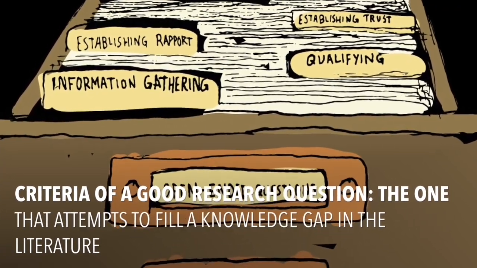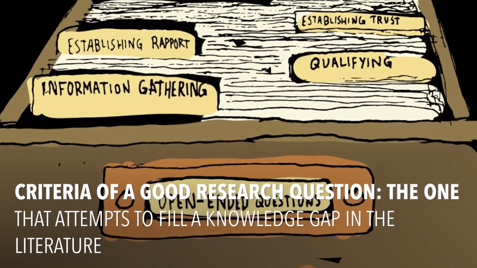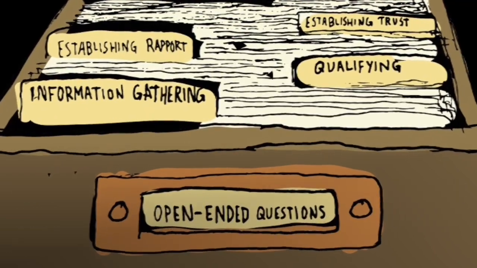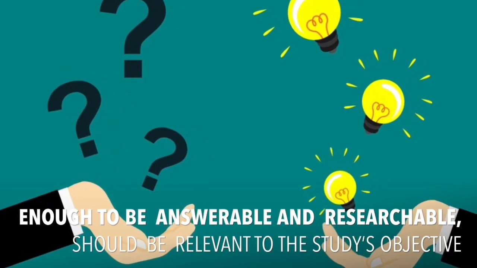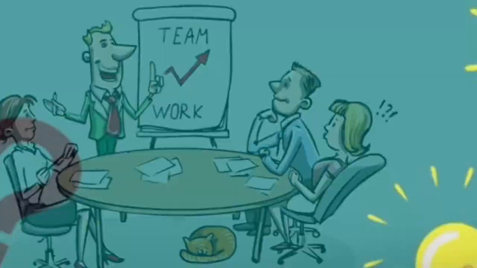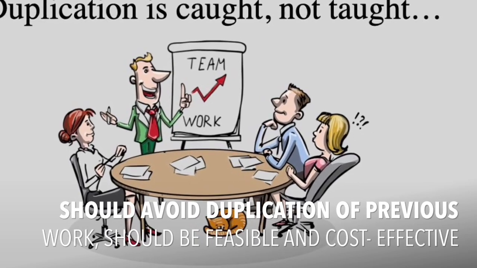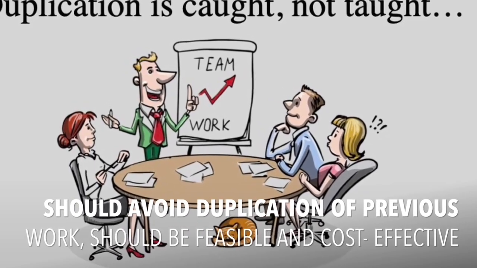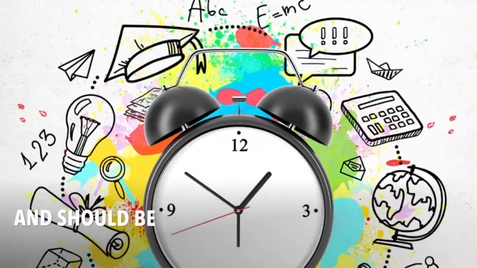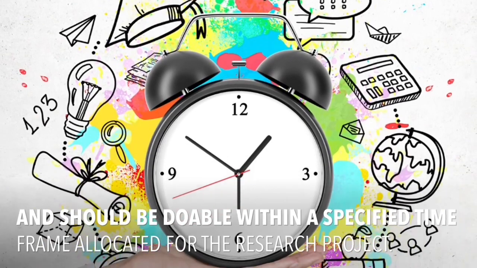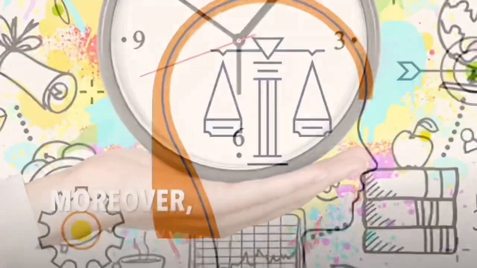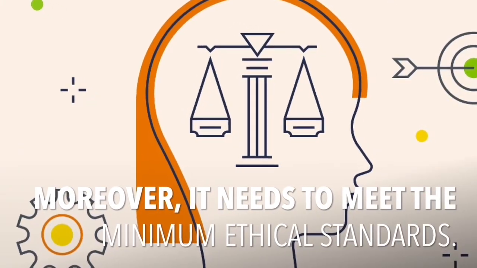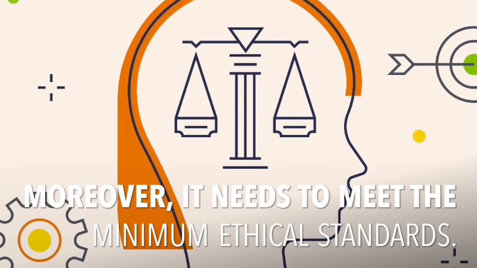The best research question is one that attempts to fill a knowledge gap in the literature, enough to be answerable and researchable, and should be relevant to the study's objective, should avoid duplication of previous work, should be feasible and cost-effective. The question should be doable within a specified time frame allocated for the research project. Moreover, it needs to meet the minimum ethical standards.